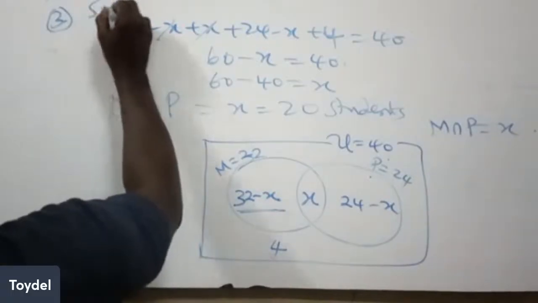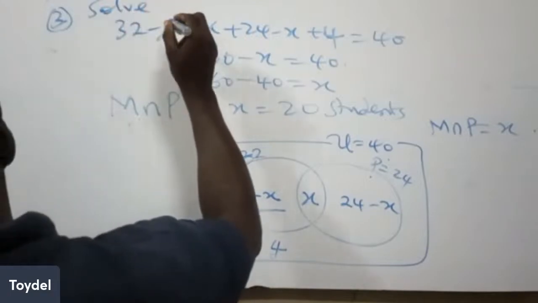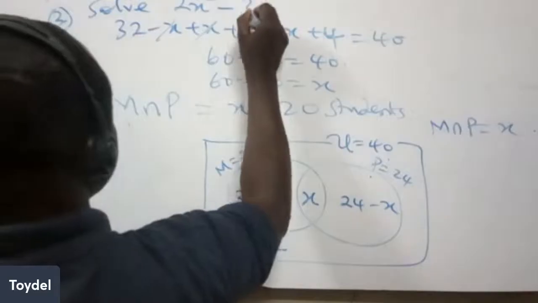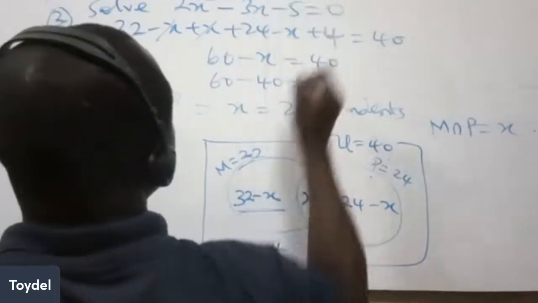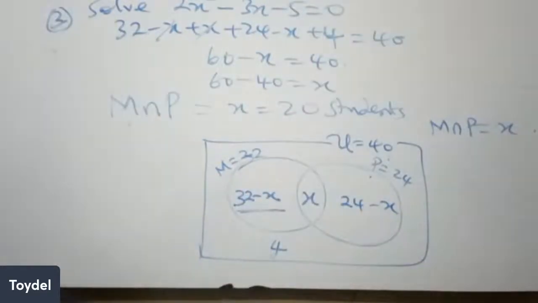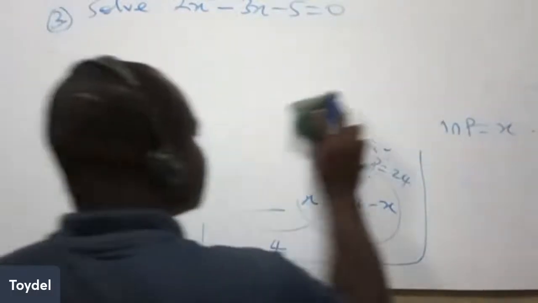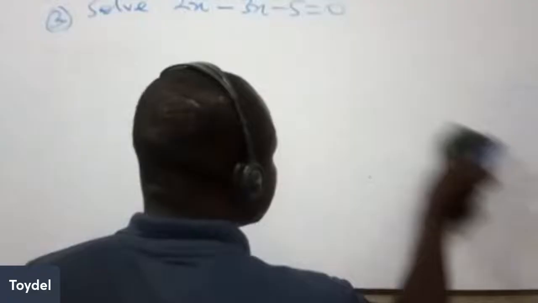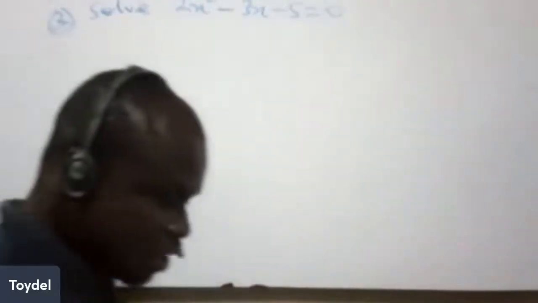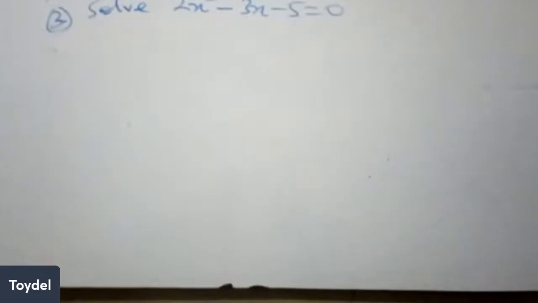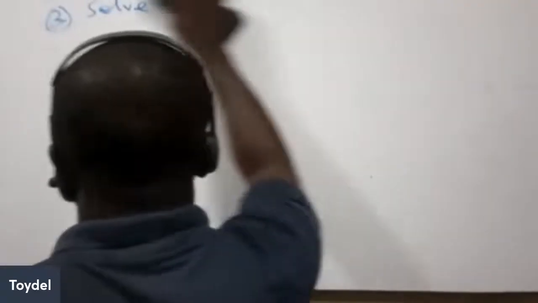The question says, solve 2x squared minus 3x minus 5 equal to 0. So this is a quadratic equation. If you want to know more on quadratic equations, just check my video on the theory of quadratic equations. Everything that you are required to know on quadratic equations, you get it there.